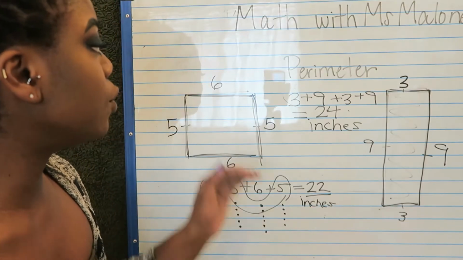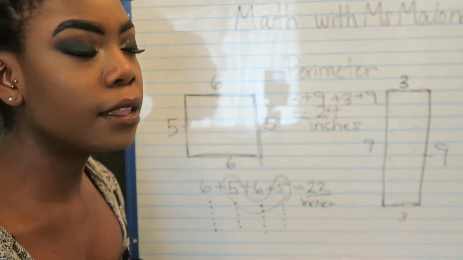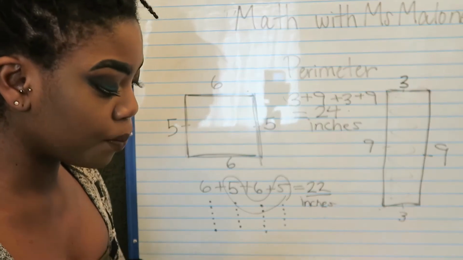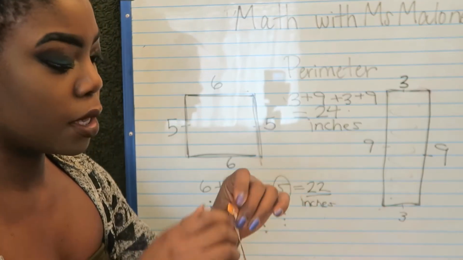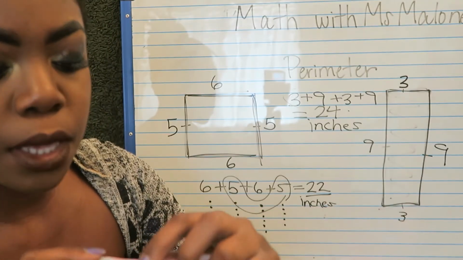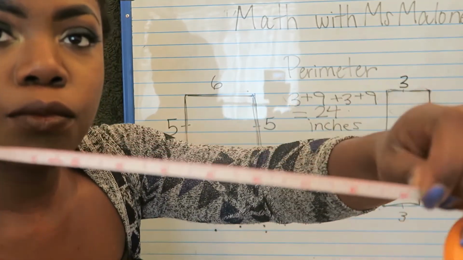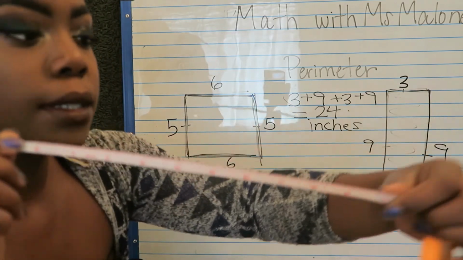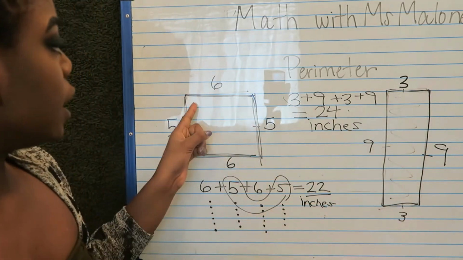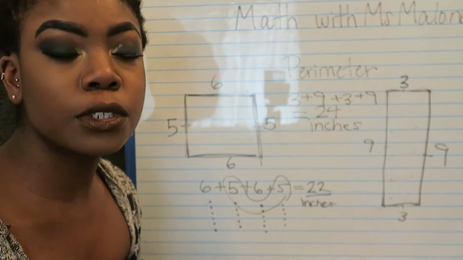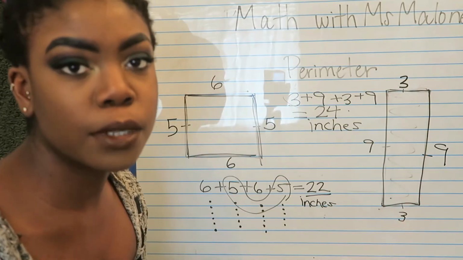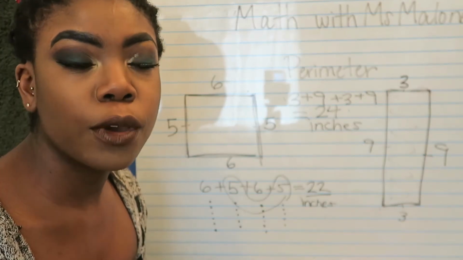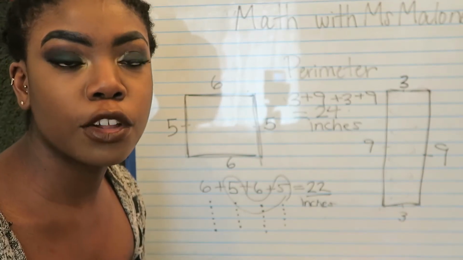Before we start practicing with some more perimeter problems, I want to make sure that y'all are paying close attention to the unit that we're using in these problems with these particular shapes. We are using inches, right? And it's really hard to see on my tape measure. We're using inches to measure these, but there's also smaller units of measurement, such as centimeters, that we can also use when doing perimeter and when measuring things.